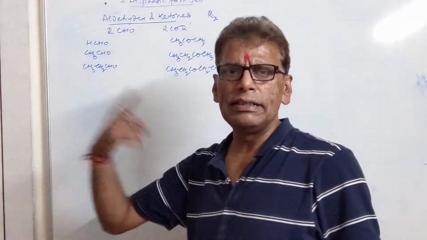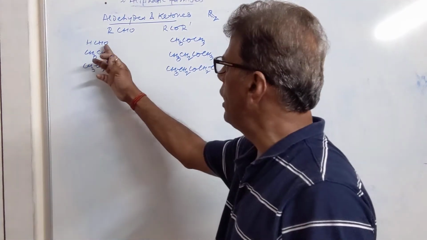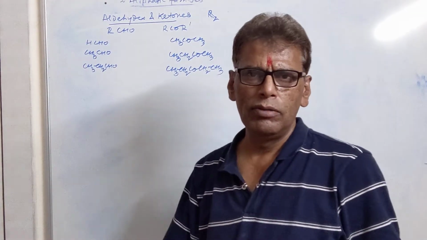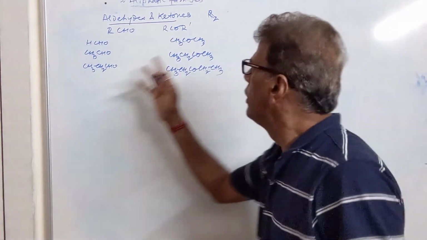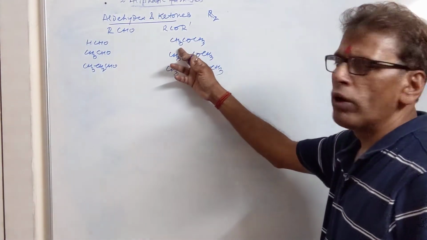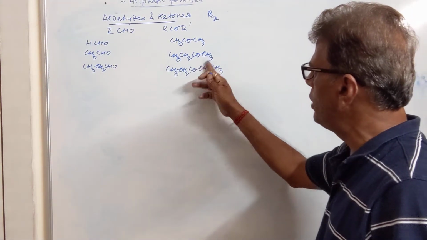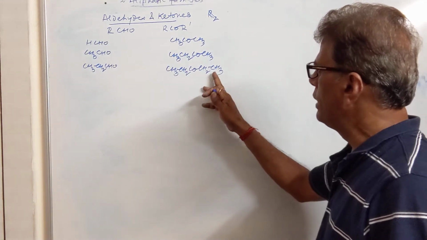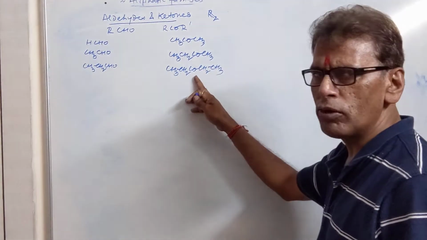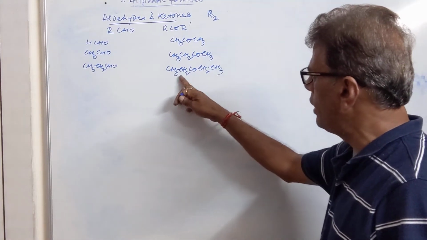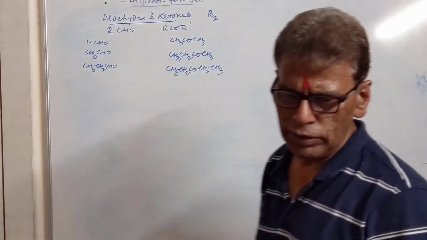Common name to be derived from formic acid, it is formaldehyde. From acetic acid, acetaldehyde. Propionic acid, propionaldehyde. IUPAC name: methanal, ethanal, propanal. Here it is propanone IUPACically, or dimethyl ketone. It is ethyl methyl ketone or butanone. This is pentan-3-one IUPACically, or diethyl ketone. Diethyl ketone will be the name of this compound.